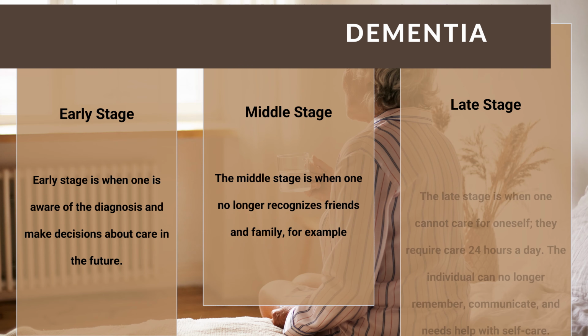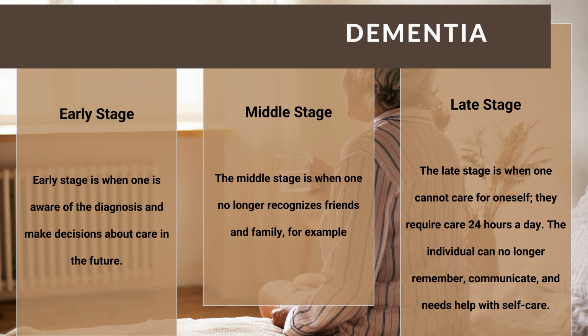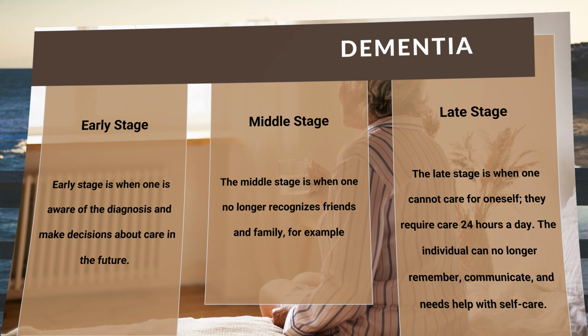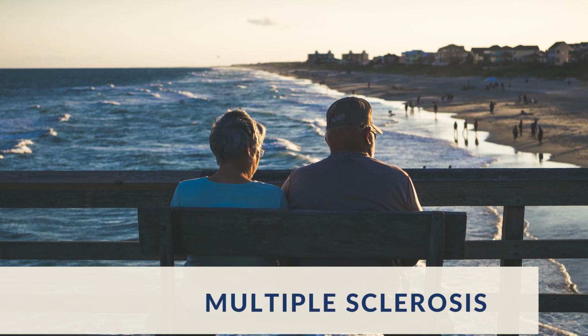And finally, the late stage is where nobody can care for themselves. This is where we step in as PSWs, in that we provide this care 24 hours a day: grooming, bathing, oral care, shaving, hygiene, feeding, repositioning, transporting, everything under the sun. This is our main job. The individual can no longer remember, communicate, and needs help with self-care. What is MS? Multiple sclerosis.